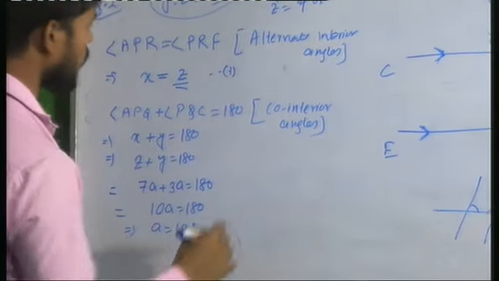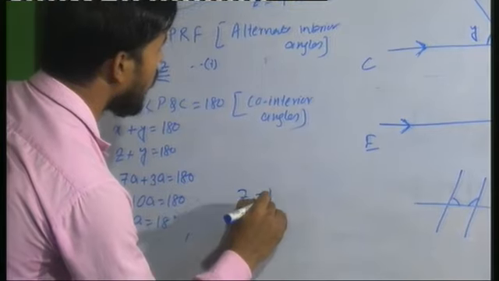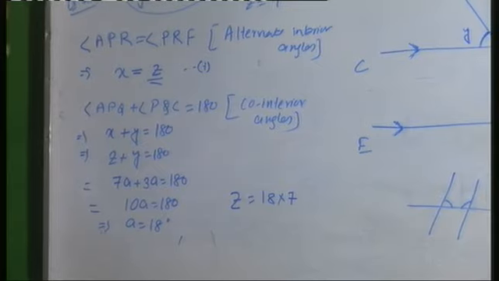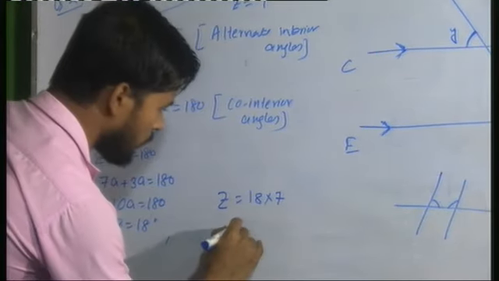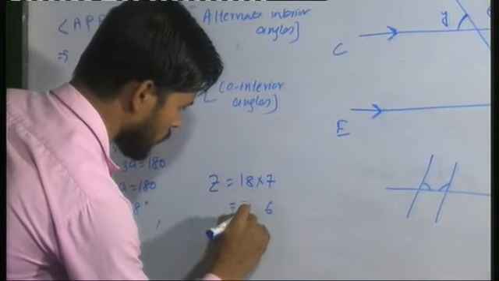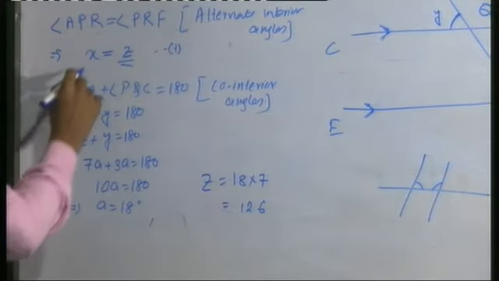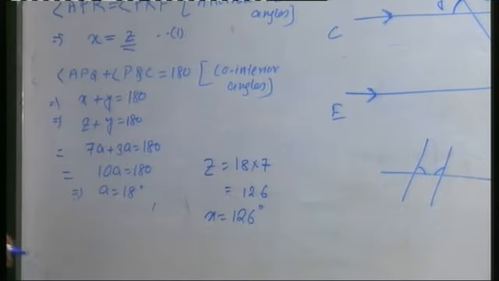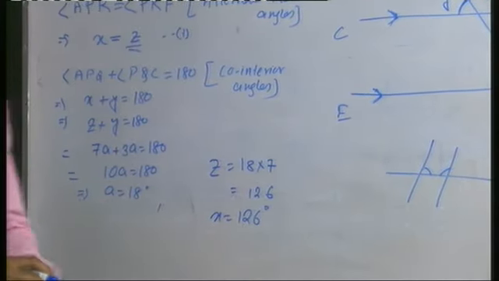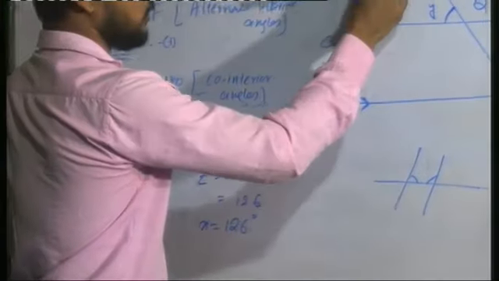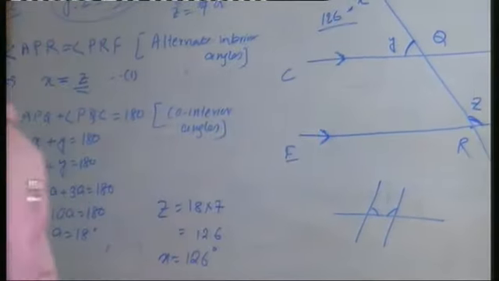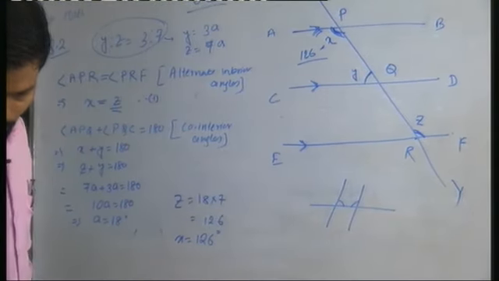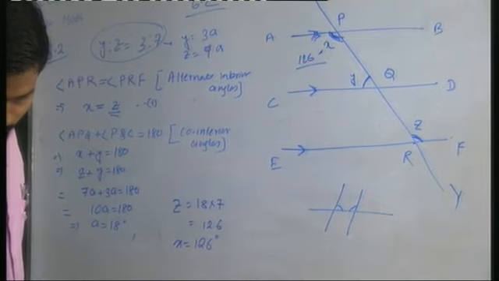So the value of z will be 18 into 7, that is 126 degrees. So the value of x will also be equal to 126 degrees. Okay, so the value of x equal to 126 degrees. Got it? Okay, so let's solve the next question.